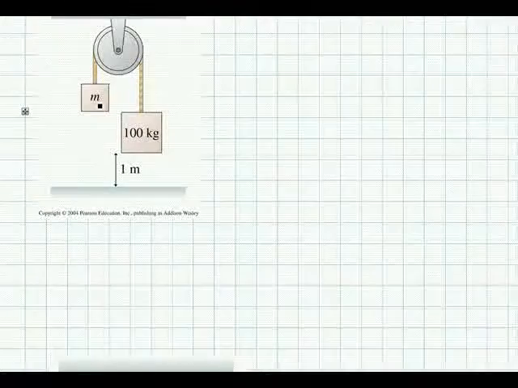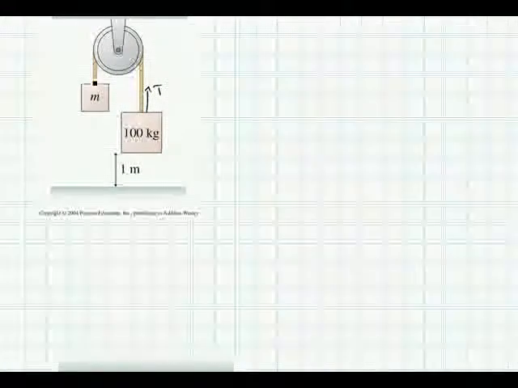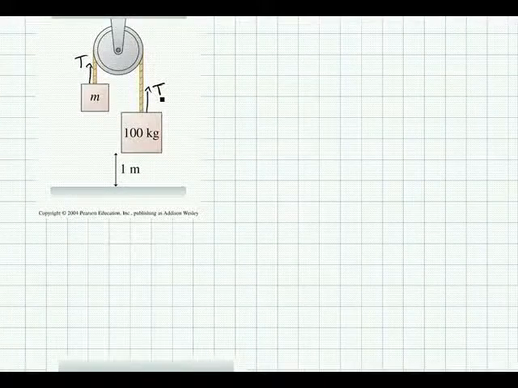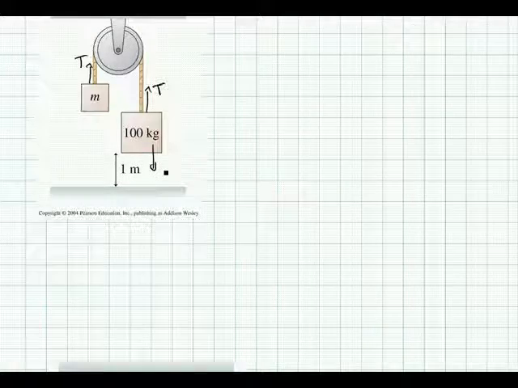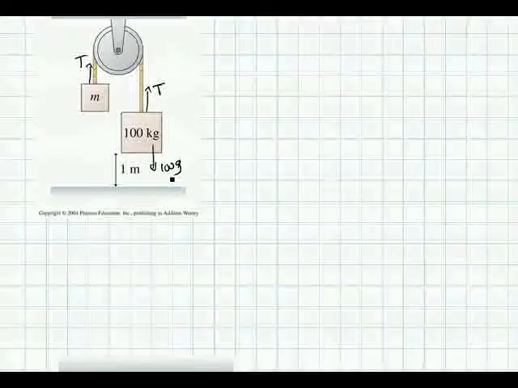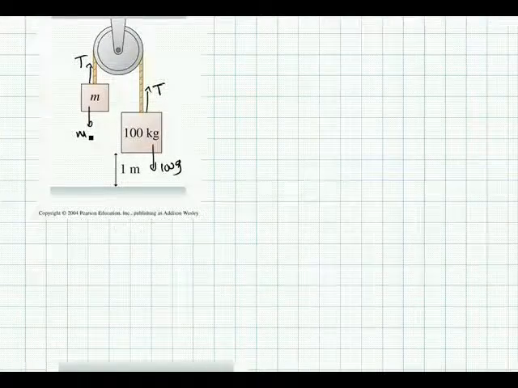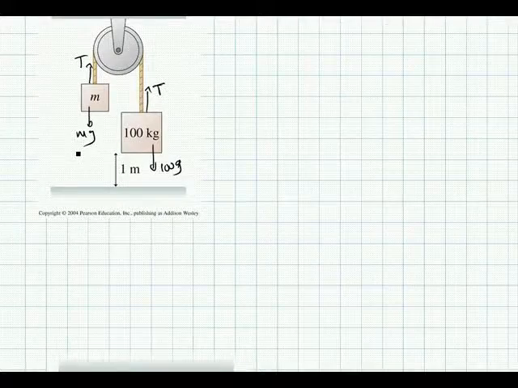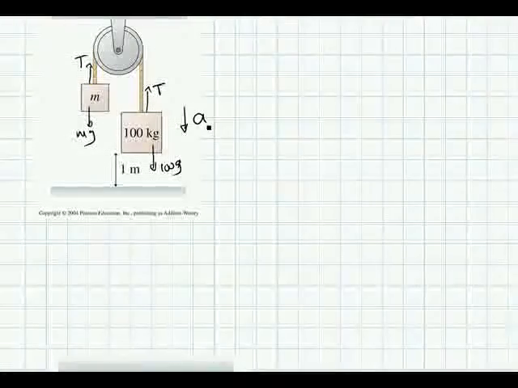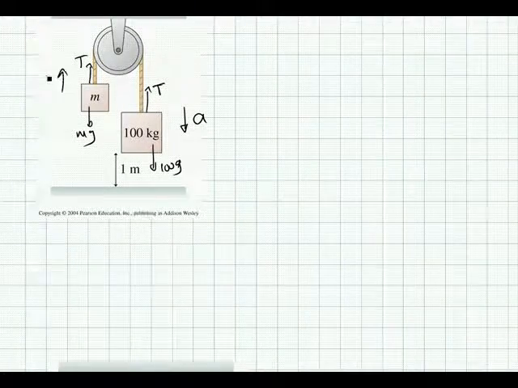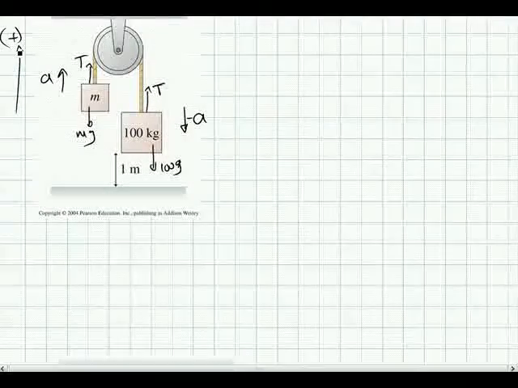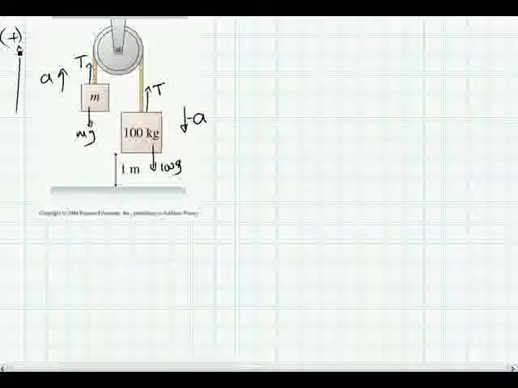Now in a problem like this, once again you identify forces. We have two tensions. Tension is the same at either end of the string. It's a massless string approximation. Here we have 100 kilograms times g as the weight pulling down, and here we have mg as the force pulling down this way. If m is less than 100 kilograms, of course we have acceleration that way. So this is minus a, that's plus a if we assume that this is our positive end of the axis.